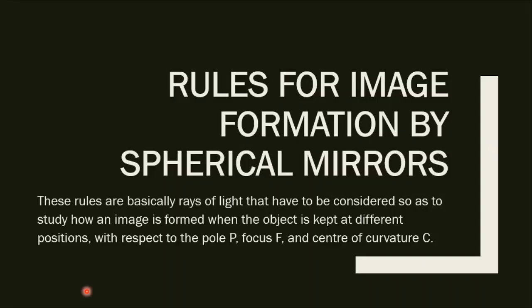Let us now study the rules for image formation by spherical mirrors. These rules are basically rays of light that have to be considered so as to study how an image is formed when the object is kept at different positions with respect to the pole P, the focus F, and the center of curvature C. There are four rays of light that we can consider when we have to study the image formation. But out of these four, we can liberally choose only two. It is worth noting that when we draw a ray diagram, we have to represent the ray by an arrow. Let us move ahead and see those four different rays.